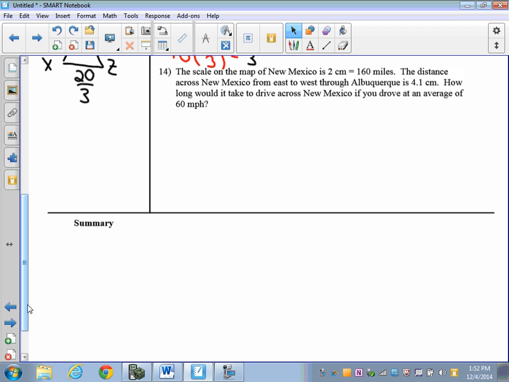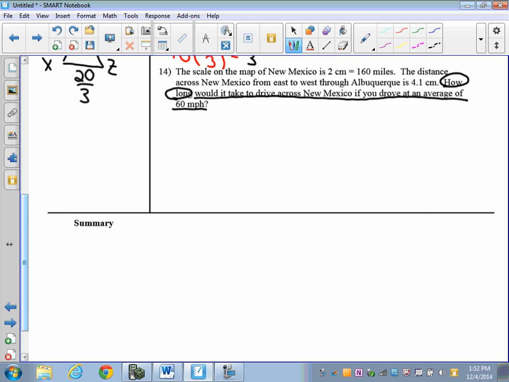The last one, number 14, says the scale on the map of New Mexico is 2 centimeters equals 160 miles. The distance across New Mexico from east to west through Albuquerque is 4.1 centimeters. So our question asks us, how long would it take to drive across New Mexico at an average speed of 60 miles per hour?